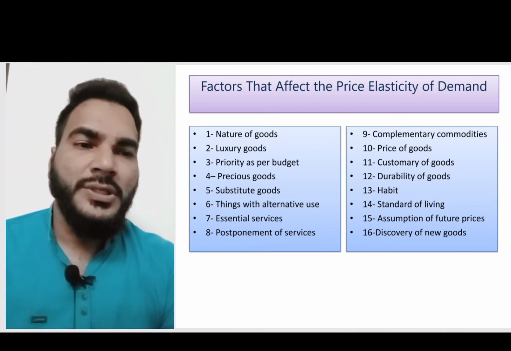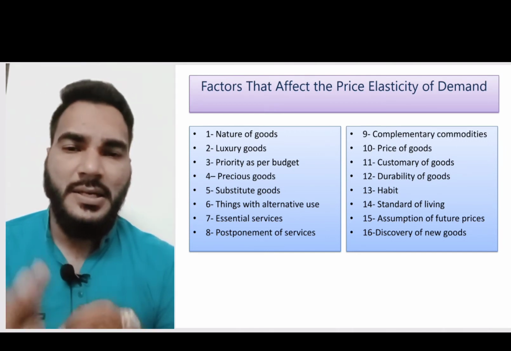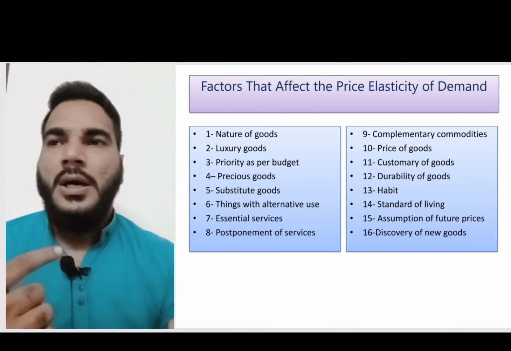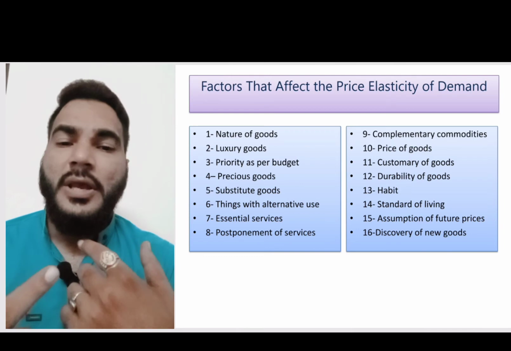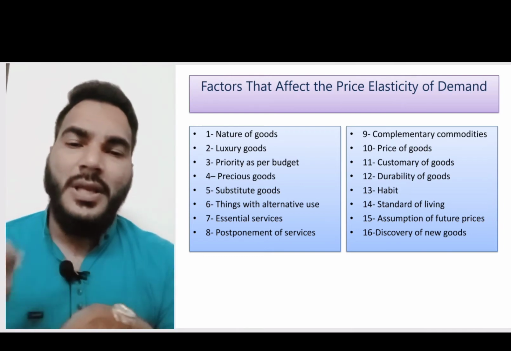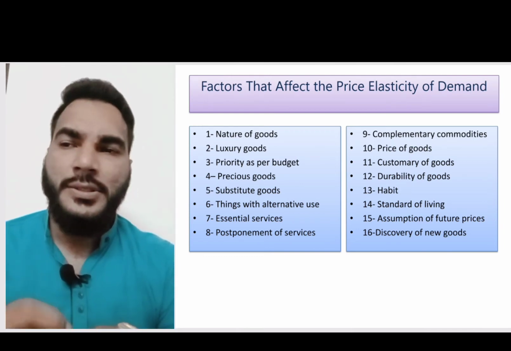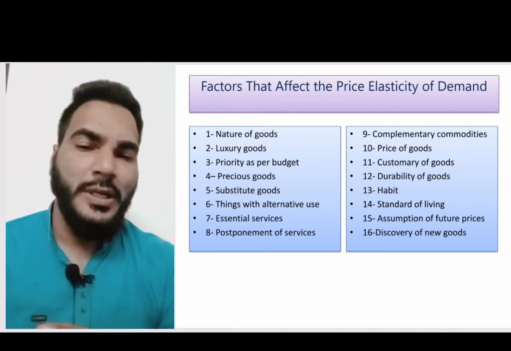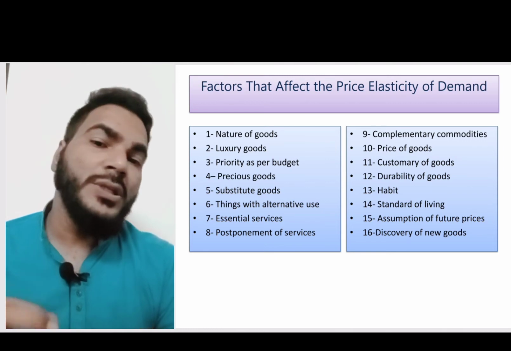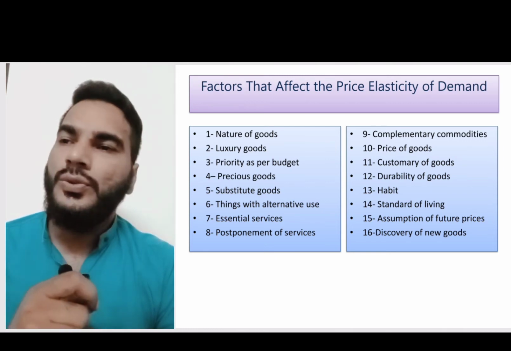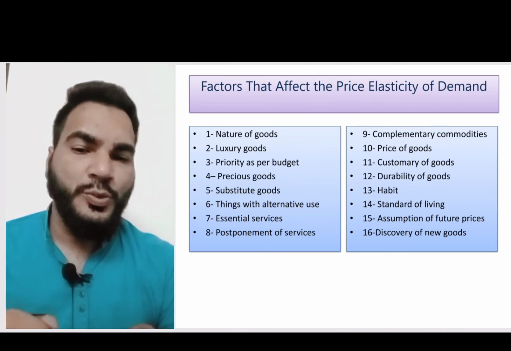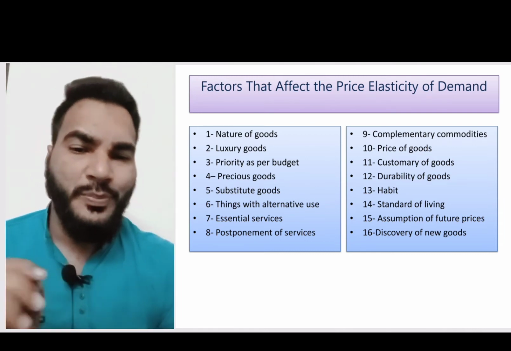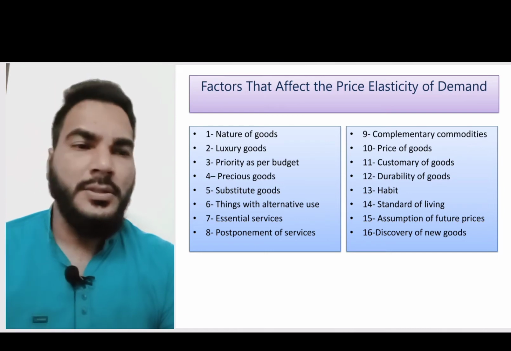Then we have essential services. Let's take an example: we have the education industry and the healthcare industry. We cannot live without education, and nowadays education is very important. Or if a person is not well, in that case we need to take those services and admit that person to the hospital. These are very essential services, so we never think about the price or demand in that situation.